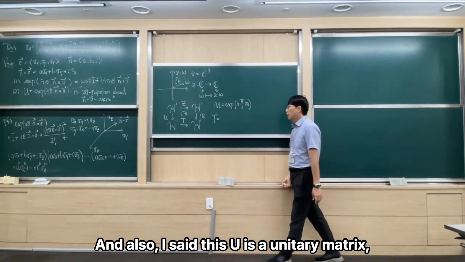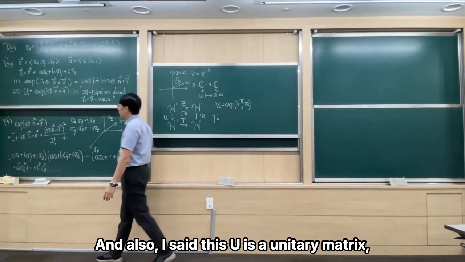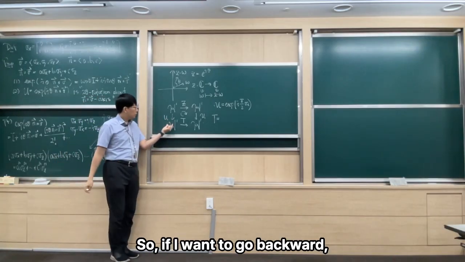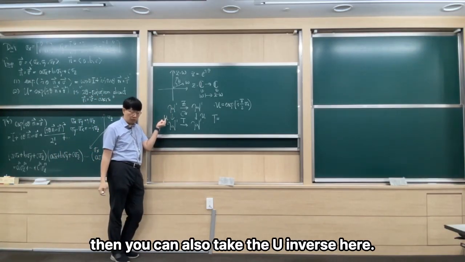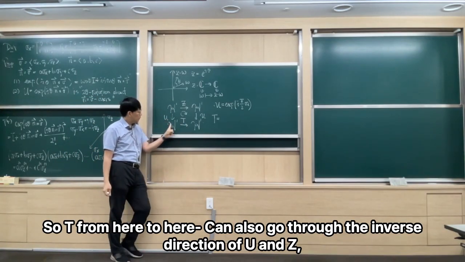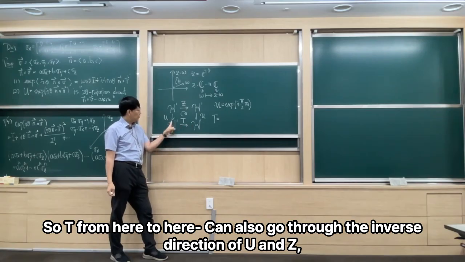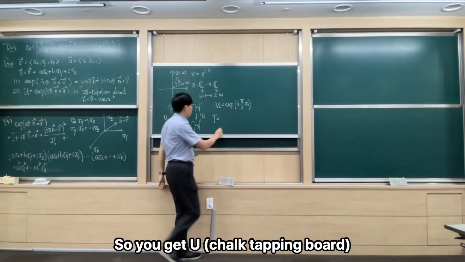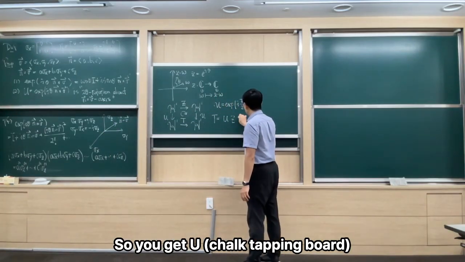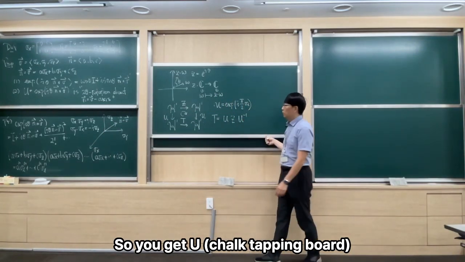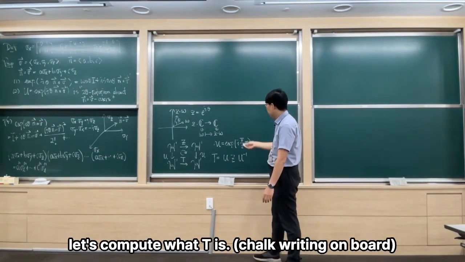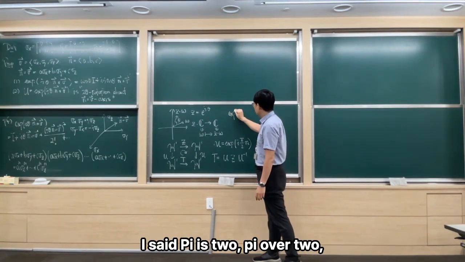And also, I said this U is a unitary matrix, which means that it has an inverse. So if I want to go backward, then you can also take the U inverse here. So T from here to here can also go in the inverse direction of U, then Z, and then U. So you get the long detour here. So you get U, Z, U inverse is the T. So let's compute what T is.